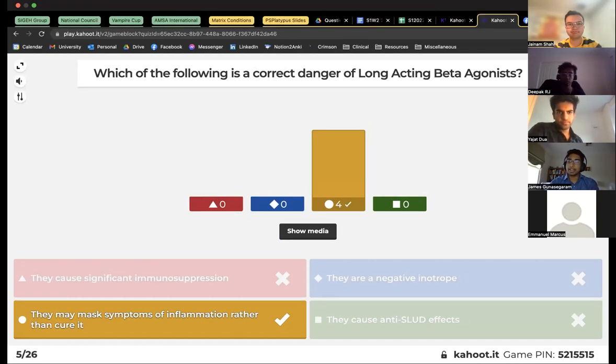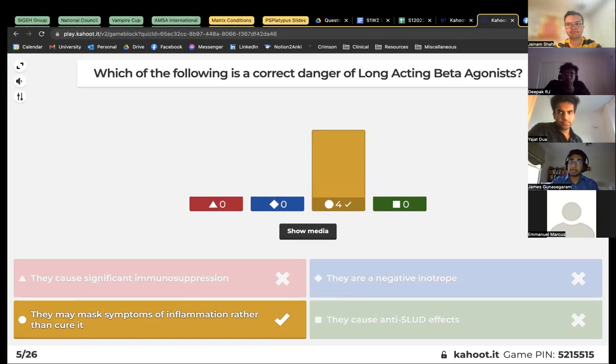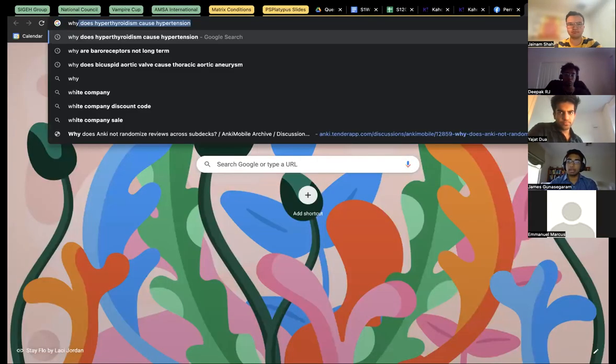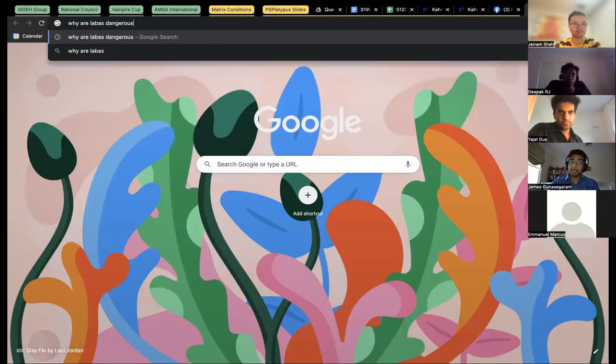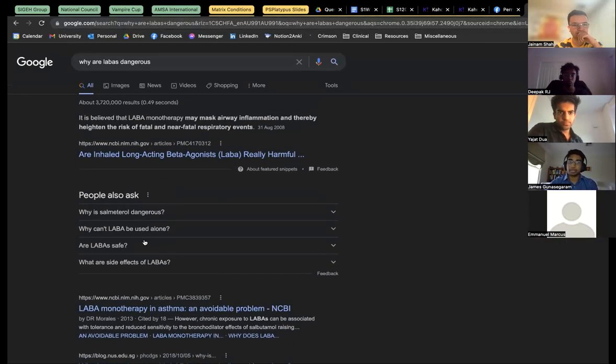Again, you'll note that is not really talking about inflammatory pathways. We're not really lowering inflammatory mediators per se. We're mostly just talking about that. There you go, mask airway inflammation. Yeah.